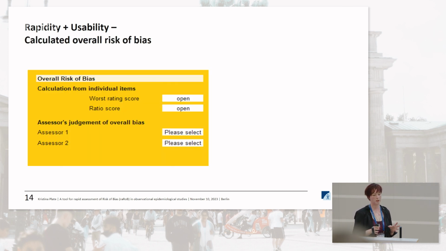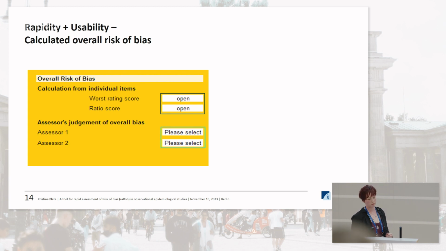If we look into this, we see we have the calculation, we have this worst rating score and the ratio score. The worst rating score is just a severe score that says I have a certain amount of high risk of bias, and because of this I assess this whole study as a high risk of bias. And it jumps really quickly to this. And the ratio score is more like a mean value. It considers all categories here and just gives you a tendency of the whole assessment.